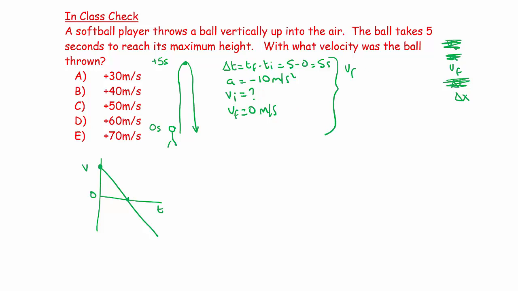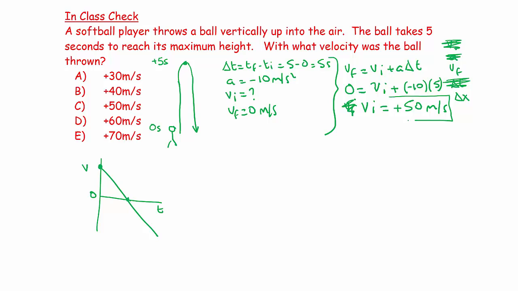VF equals VI plus A delta T. This is used often. So 0 is equal to VI, which is what I don't know, plus minus 10 times 5. So VI, I keep wanting to write VF, I'm sorry. VI is equal to, take the minus 50 to the other side, plus 50 meters per second. There's our answer.